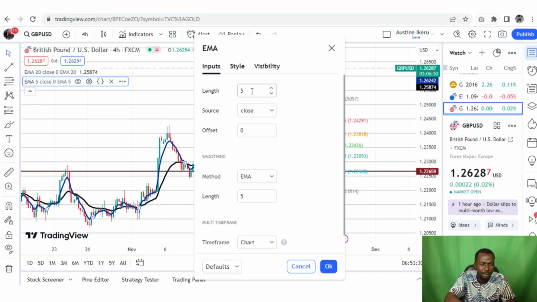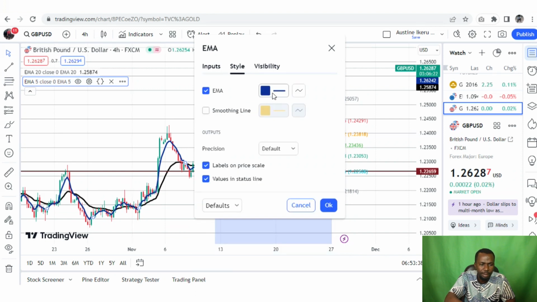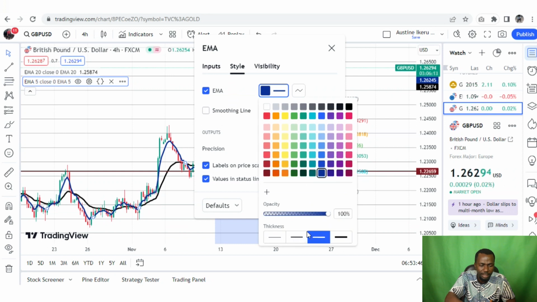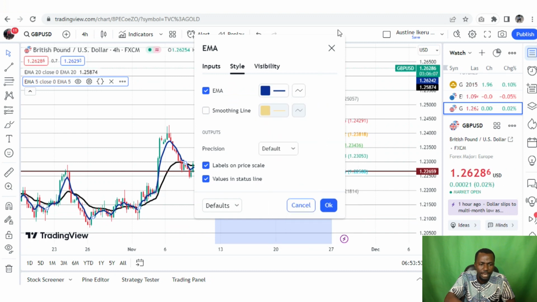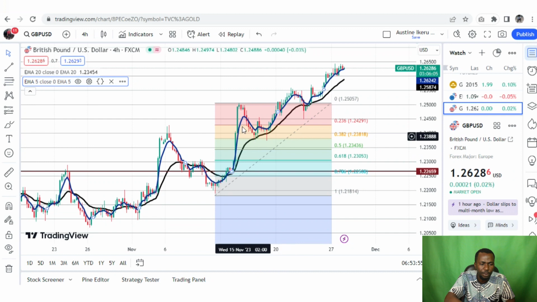You set that one to 5 EMA. The length should be 5. Then the method should be EMA, right? You also change the color. You change the color to any color you want. I decided to change mine to blue, right? And you can also increase the thickness to make it be visible. Then after that, you now click OK. So you have finally set up your 20 and 5 exponential moving average.